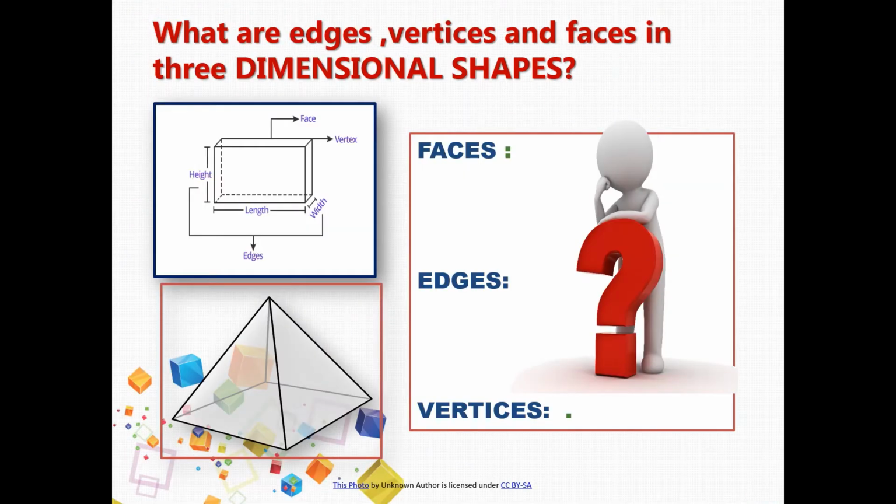So children, as we have seen, in three-dimensional shapes, you have three dimensions. Like we have height here, right? Length and width. So when you have three dimensions in a shape, they're called three-dimensional shapes. And now let's learn what are the edges, vertices, and faces in three-dimensional shapes.